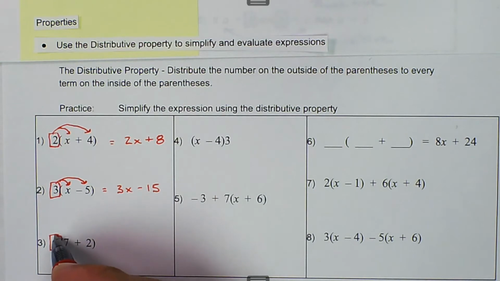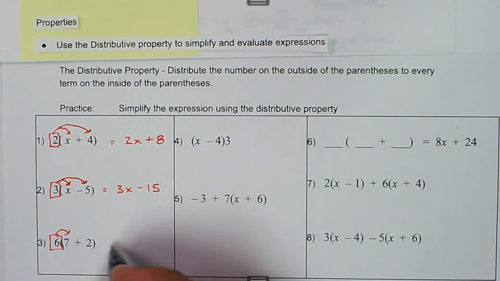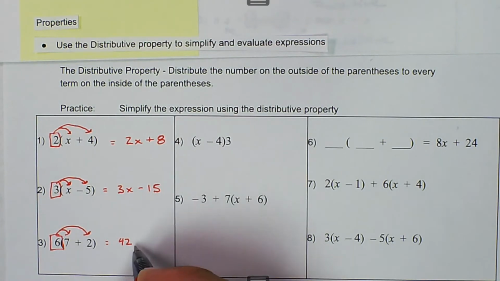Here we have the 6 on the outside. So 6 times 7, that's equal to 42. And 6 times 2, that's equal to 12. And then we can actually do that math. So then we get the answer is 54.